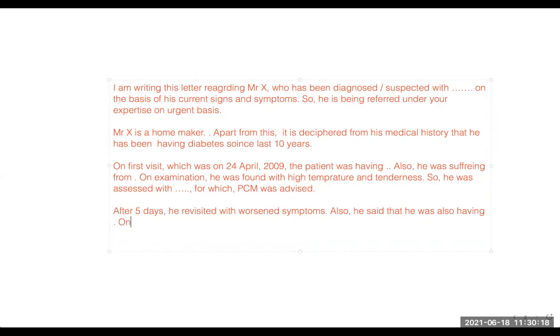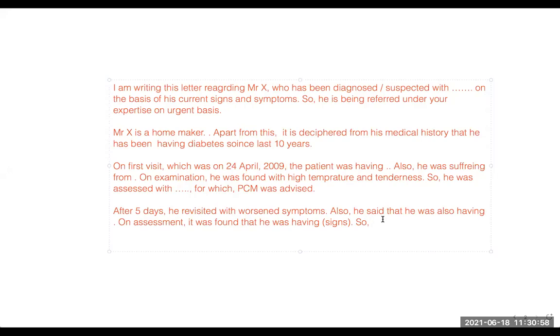So again, on examination, you say on assessment. You want to change your word, so rather than examination, this time you write on assessment. He was found with, or you want to paraphrase it: it was found that he was having tenderness and whatever the signs are. He was having these and these signs. So you mention the signs here. These are the small changes you do: on examination, on assessment; instead of he was found with, it was found that he was having these signs.